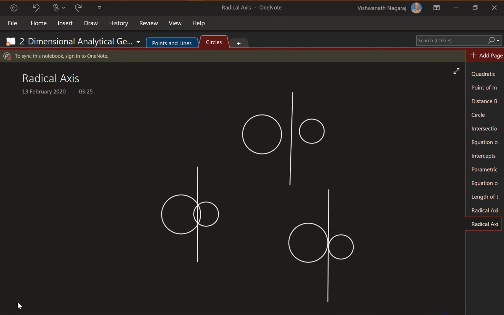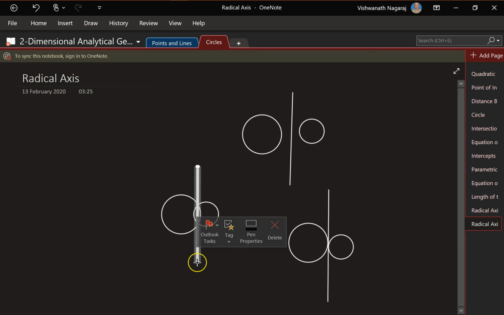So these are the three possibilities. You have two circles not touching each other in any way or intersecting each other, and the radical axis is somewhere in between these two circles. Then you have another situation where the circles are intersecting each other at 2 points, and the radical axis in this case would pass through both these two intersections. And the last is when the circles are just touching at one point and the radical axis passes through that point.